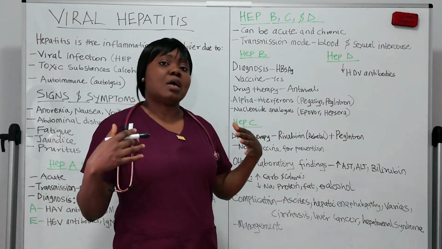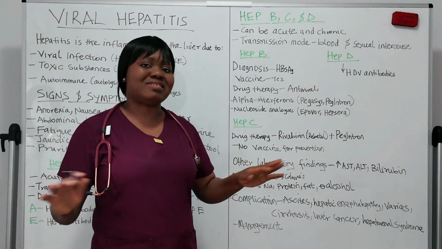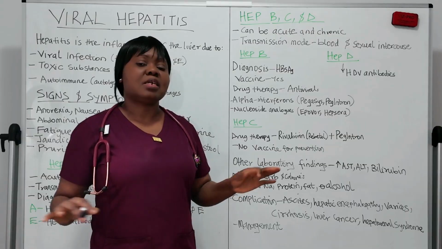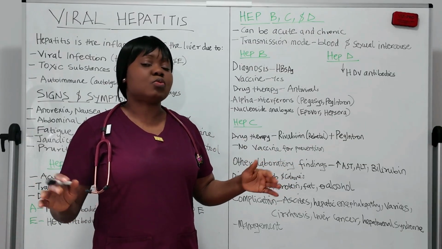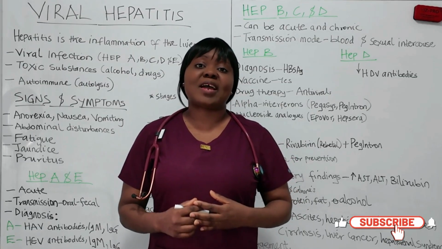They may do a transplant, especially if the liver is cirrhosed and filled with scar tissue and is not functioning properly. The only option at times may be to do a liver transplant to replace the liver cells. So that wraps up today's topic on viral hepatitis.